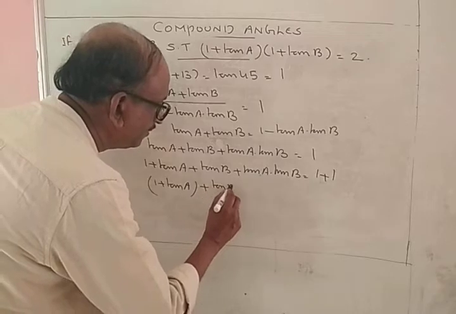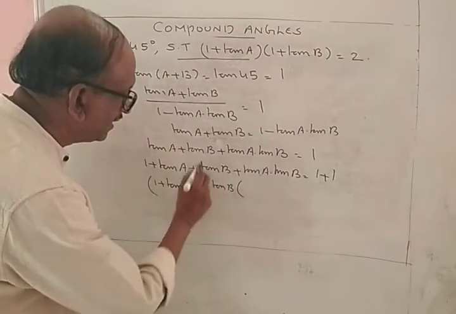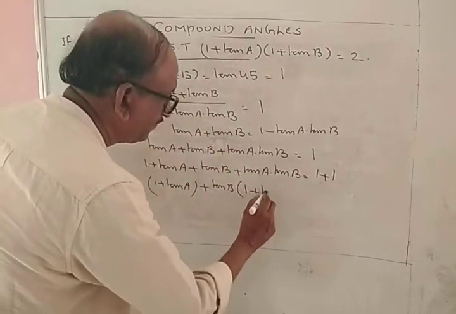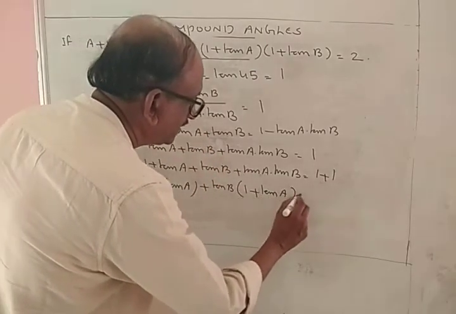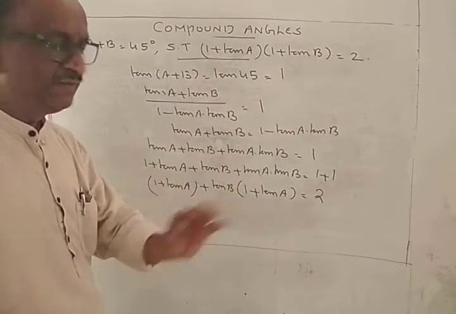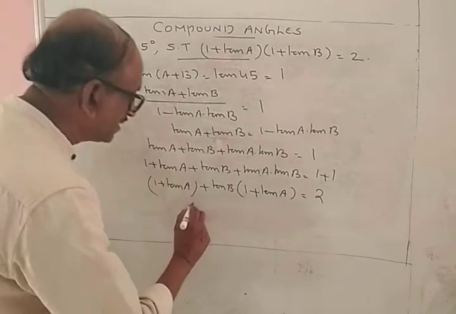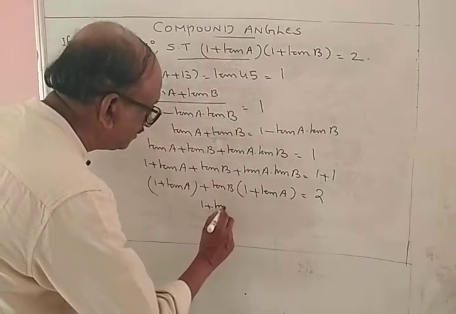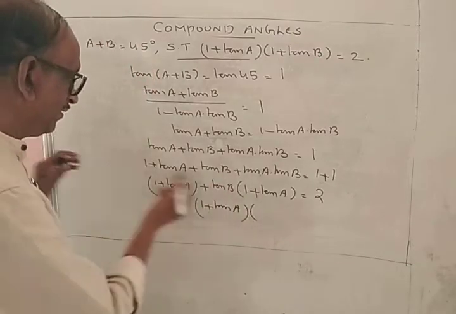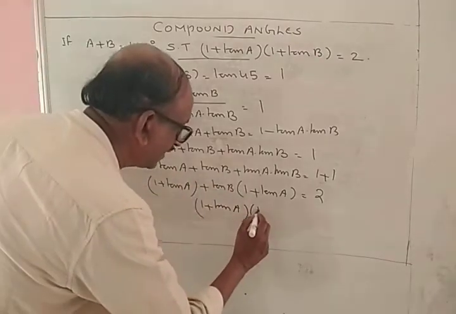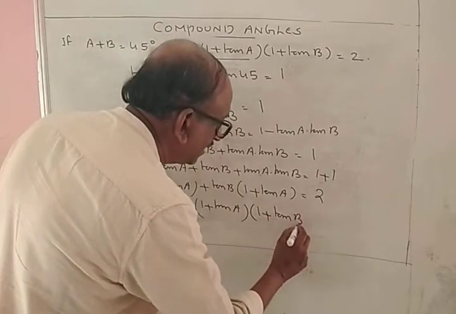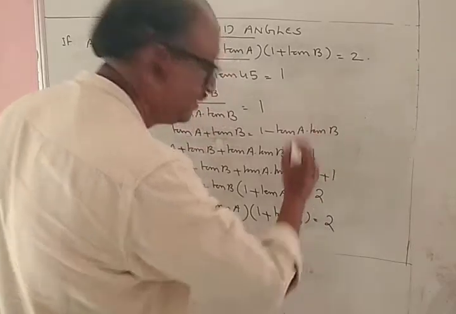If we take tan B outside, here 1 is left, and here tan A is left, is equal to 2. Here 1 plus tan A is a common quantity. Take 1 plus tan A outside: 1 plus tan A into 1 plus tan B is equal to 2. This is the answer.